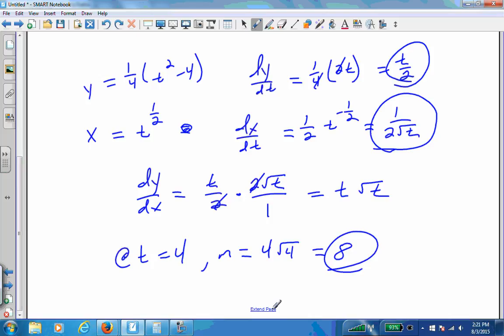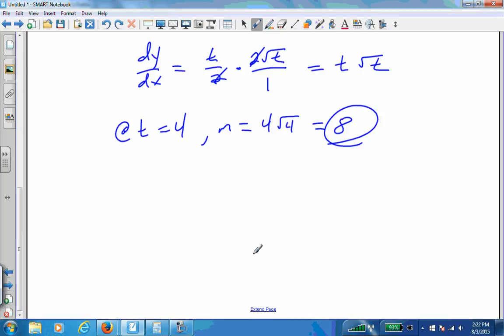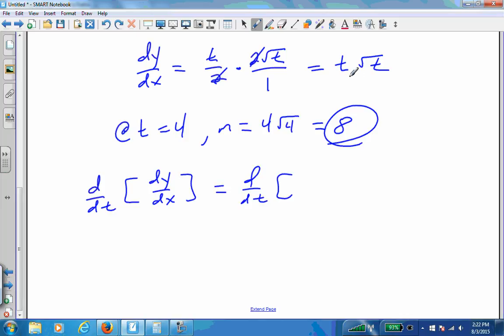If we want our concavity, what tells concavity? The second derivative. So if we want the second derivative, we need to take the derivative with respect to t of our first derivative. So let's take our first derivative and let's rewrite that. Our first derivative was t square roots of t. Notice that's t to the first times t to the 1/2.